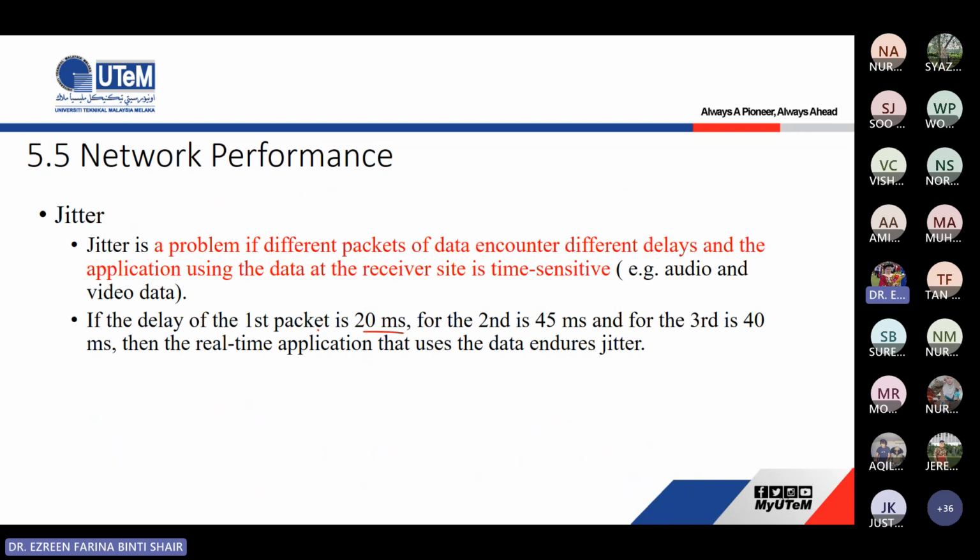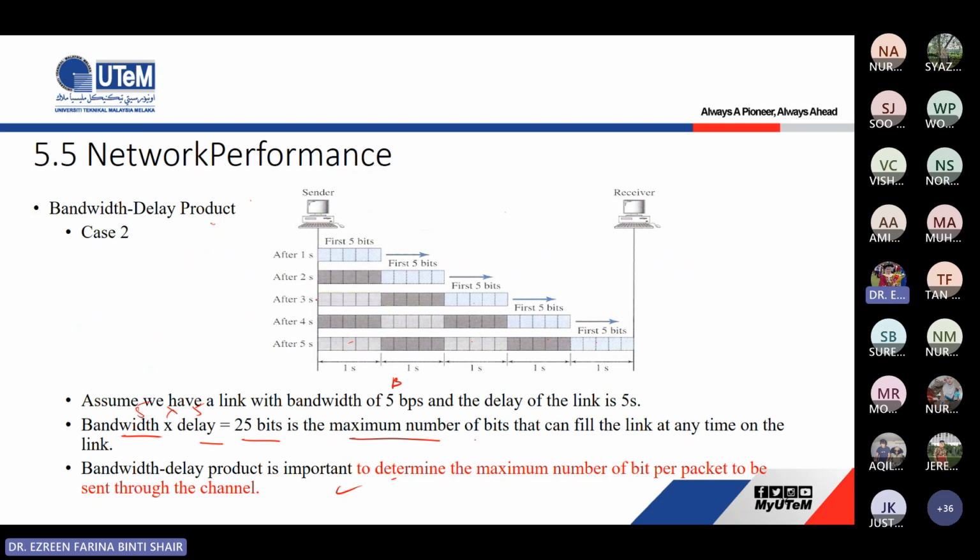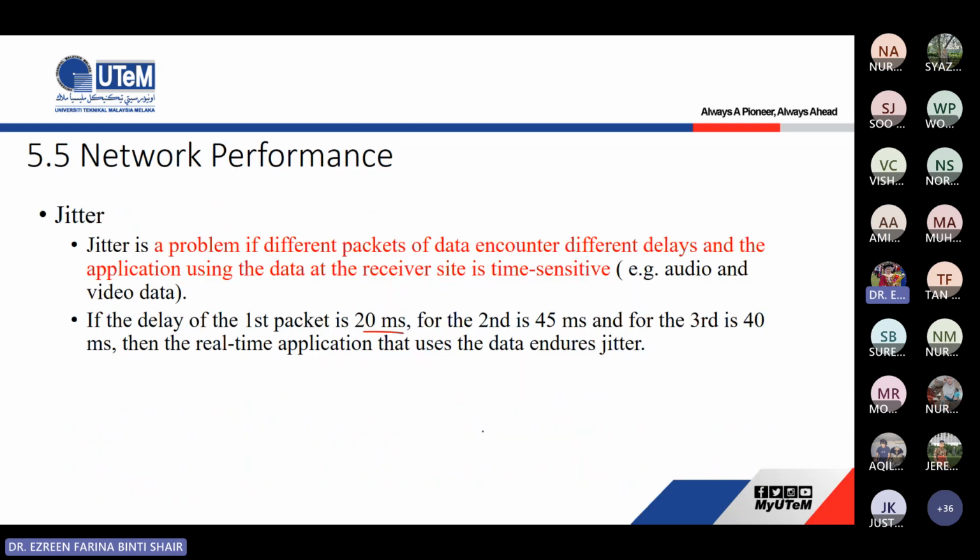But jitter happens if the delay of each packet is different from one another. For example, the first packet, the delay is 20 millisecond. The second one is 45 millisecond. Another one is 40 millisecond. So if this happens, the delay is different, then the real-time applications that use the data will encounter the jitter. Jitter is a problem of different packets of data encountering different delay.